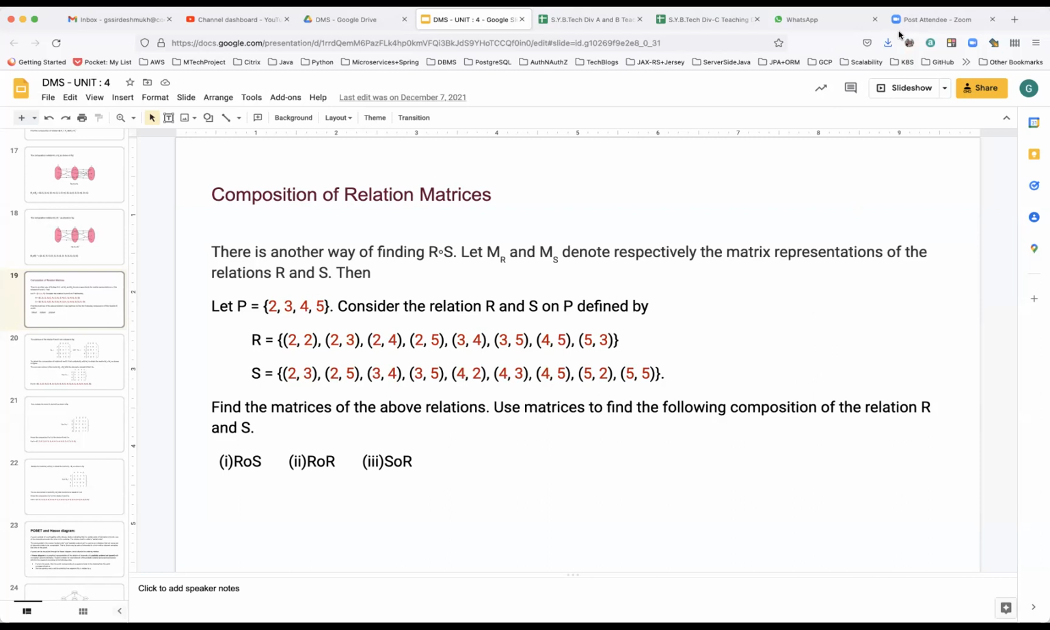So we'll be continuing our next part, that is composition of relation matrices. All of you are able to listen to me? Yes, ma'am. Okay, thank you. We will revise the relations again.